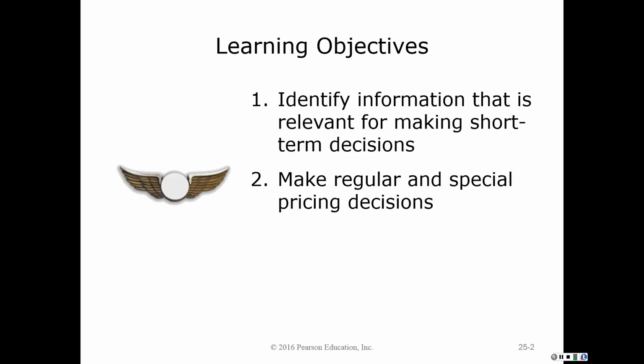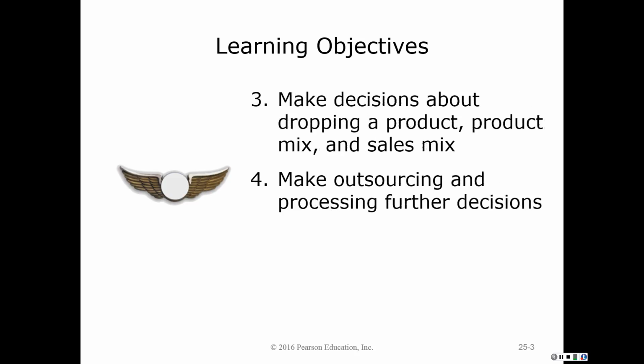So the different objectives we'll look at is what information is relevant. Okay, so what information do we need to analyze and gather to make these short-term decisions? We will look at situations where we need to decide between offering a product at our regular price or can we provide special pricing decisions for a special order. We'll look at decisions about whether to continue or drop a product or product line or division. We'll look at how to make the best use out of our product mix and sales mix if we have capacity constraints or we're out of machine hours or man hours.